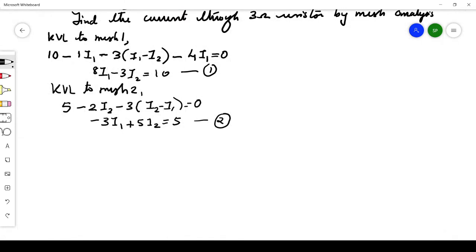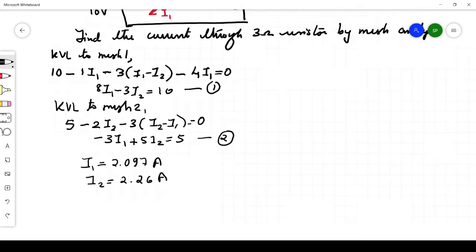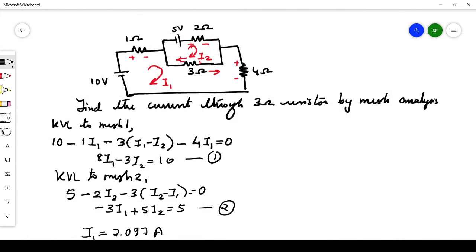Now you have two simultaneous equations and two unknowns. When you solve these two equations, you can find the values of I1 and I2. Solving equations 1 and 2, we get I1 is equal to 2.097 amperes and I2 is equal to 2.26 amperes. What is asked in the question? Find the current through the 3 ohm resistor by mesh analysis.